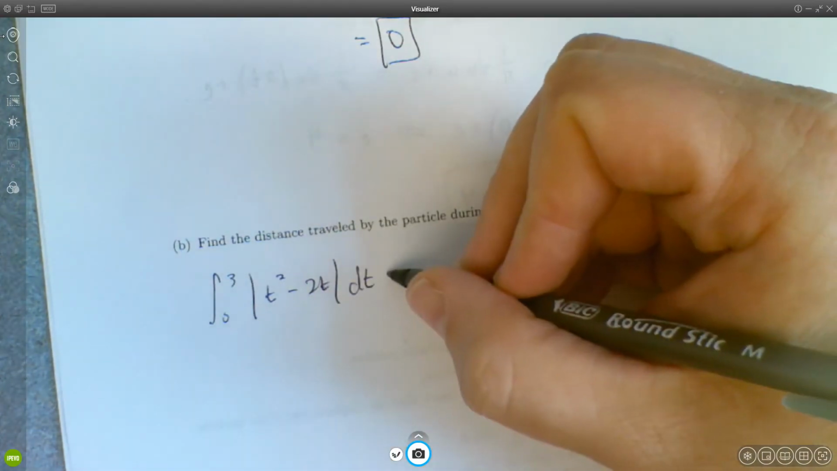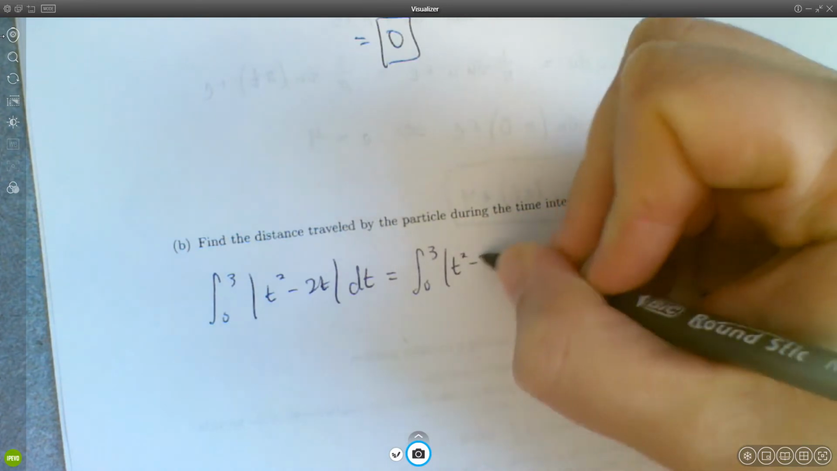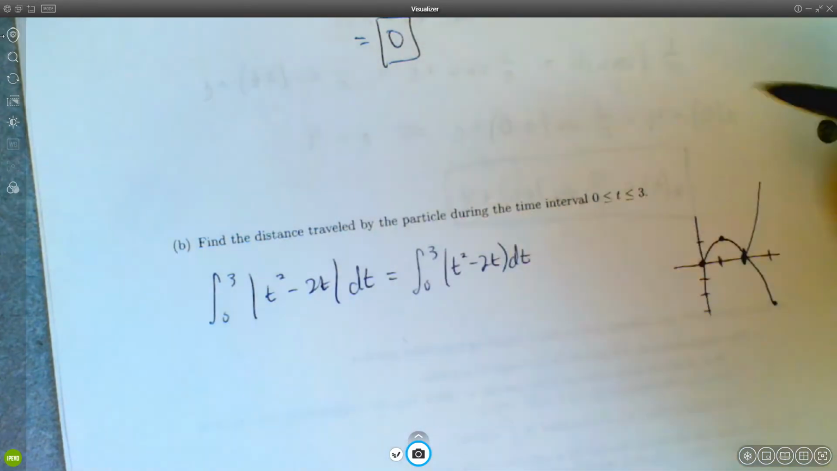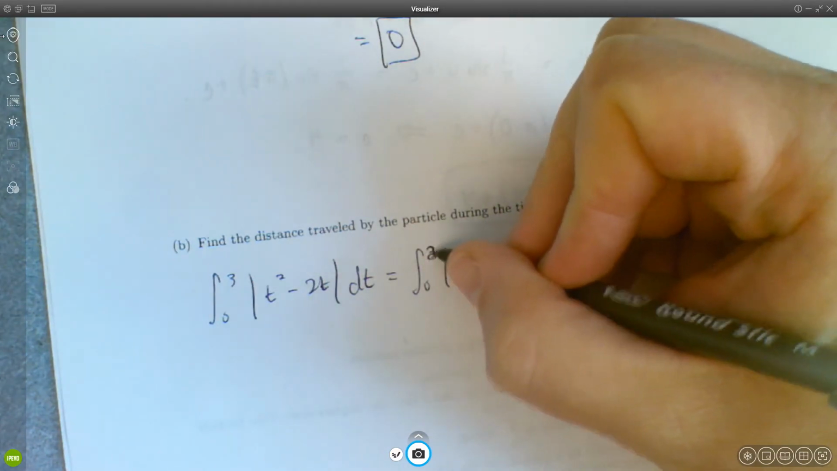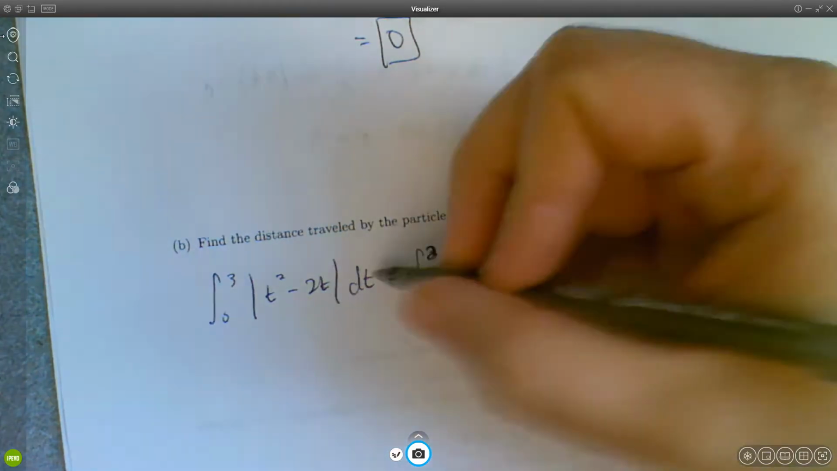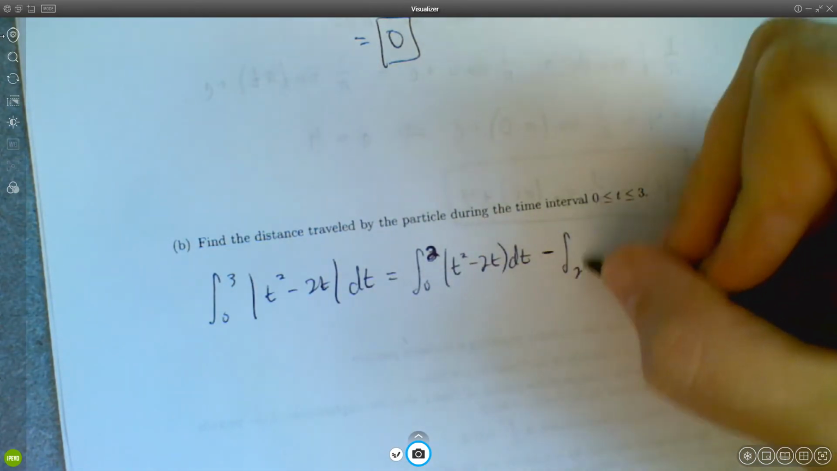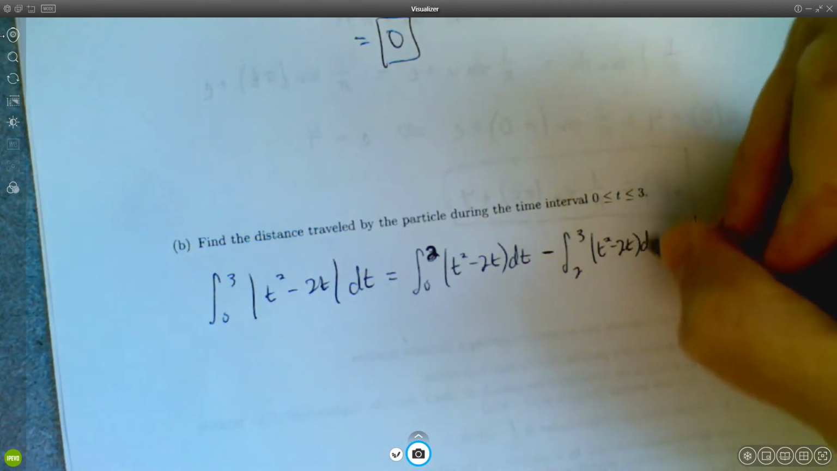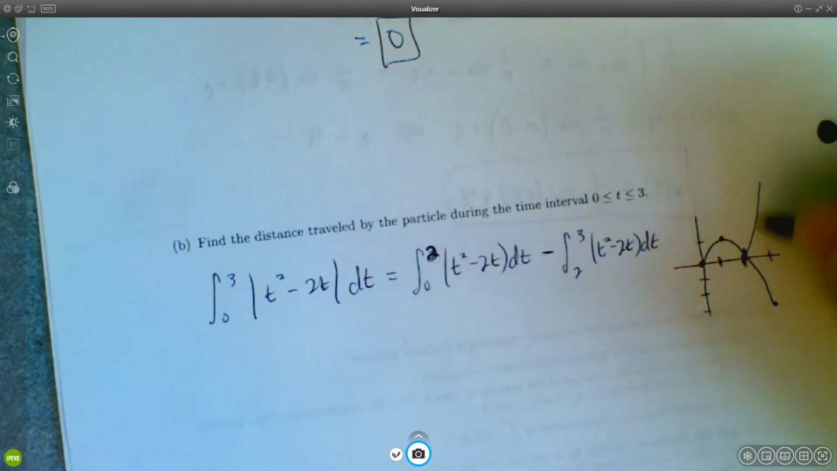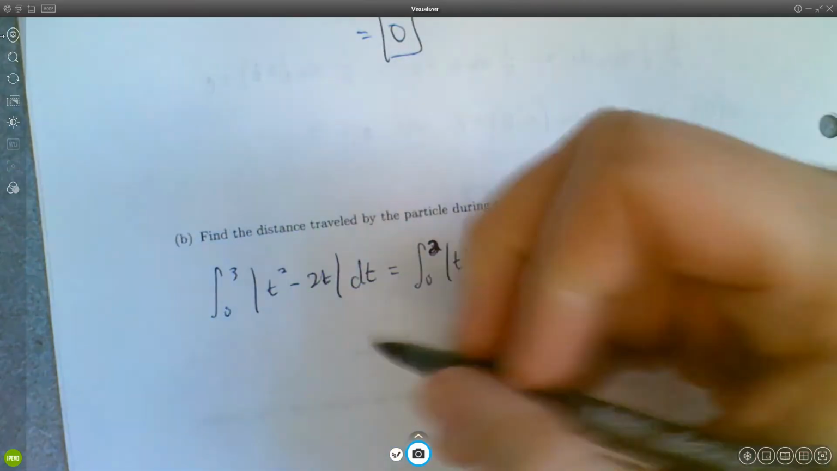So I'm going to say, well, this is the integral from 0 to 3 of just t squared minus 2t dt. And then, sorry, not 0 to 3, but 0 to 2. We need to split right at 2, right? So from 0 to 2. And then we need to negate the integral from 2 to 3 of t squared minus 2t, so that we get it to reflect across the x-axis, so that we're always computing a positive integral. Okay, let's see what we get.